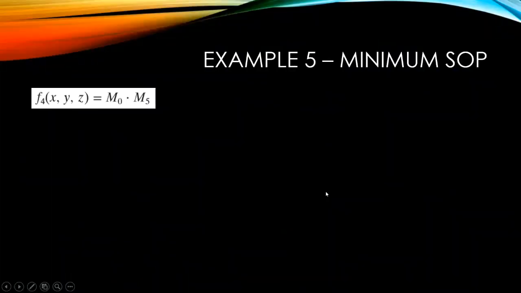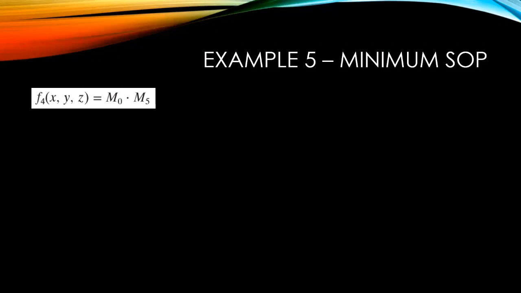Example 5. Now we have max terms, and we want to get the minimum POS. So we have XYZ. Instead of minimum POS, we want to get the minimum SOP. So the function for XYZ is given as max terms, and we all know that if it's not part of the max term, it is part of the min term.